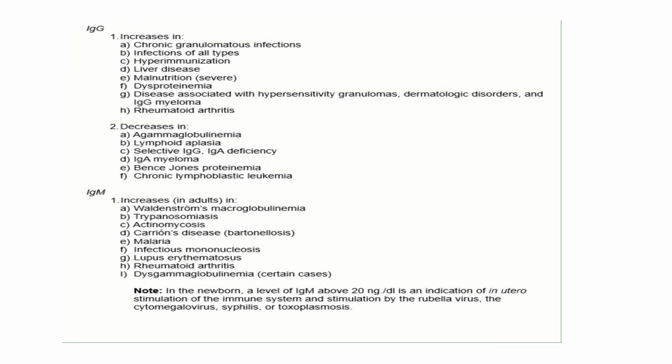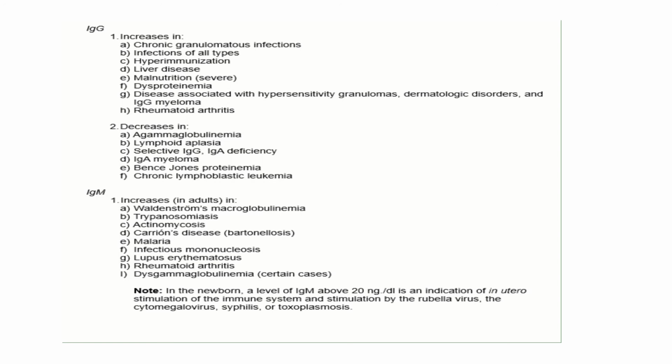Now, we'll talk about different diseases associated with the immunoglobulins. First, IgG increases in chronic granulomatous infection, infection of all types, hyperimmunization, liver disease, malnutrition, dysproteinemia, diseases associated with hypersensitivity, granuloma, dermatologic disorders, IgG myeloma, and rheumatoid arthritis. It decreases in agammaglobulinemia, lymphoid aplasia, selective IgG or IgA deficiency, IgA myeloma, Bence-Jones proteinemia associated with multiple myeloma, and chronic lymphoblastic leukemia.